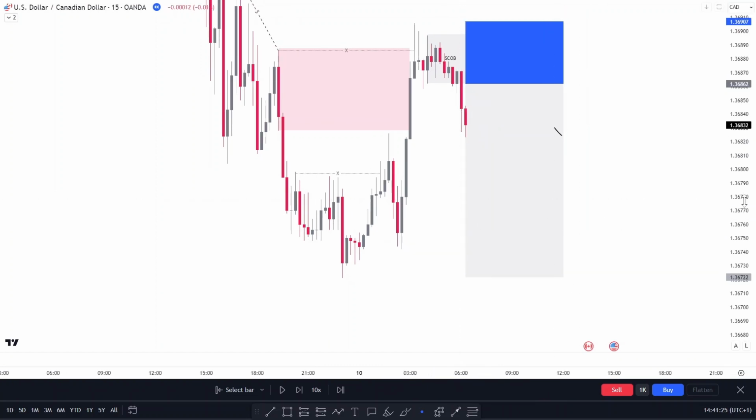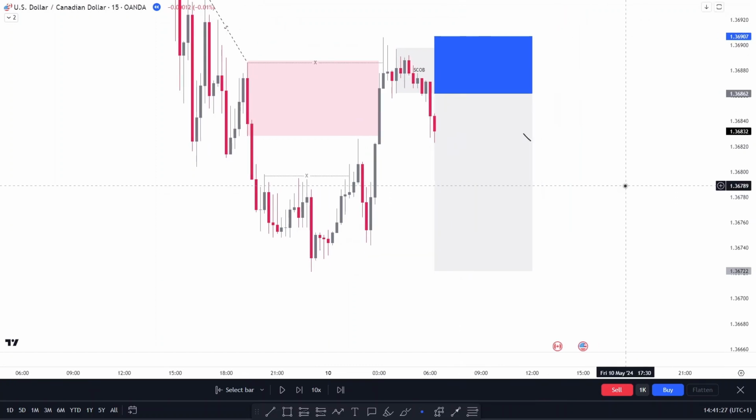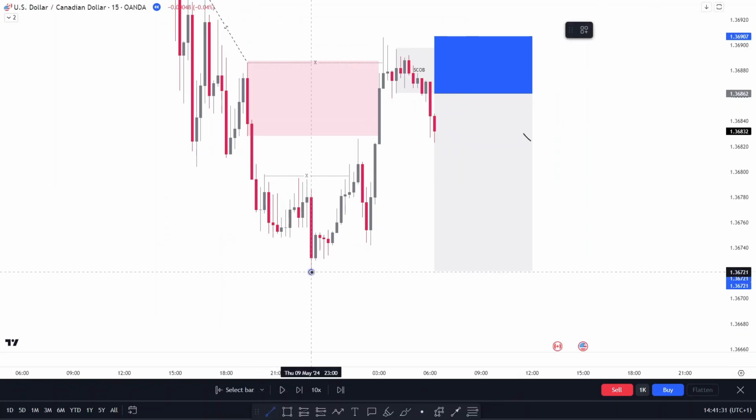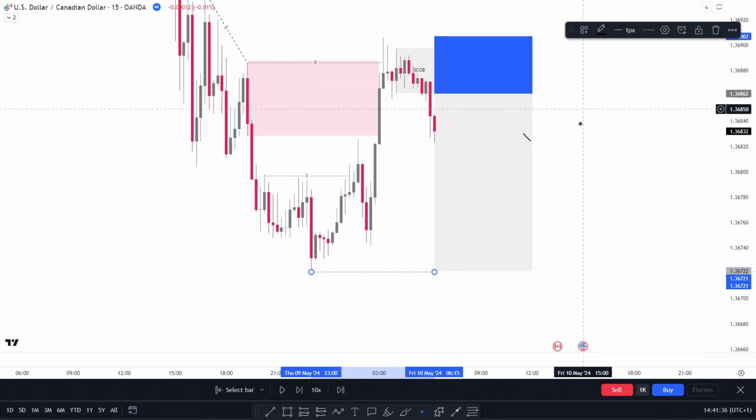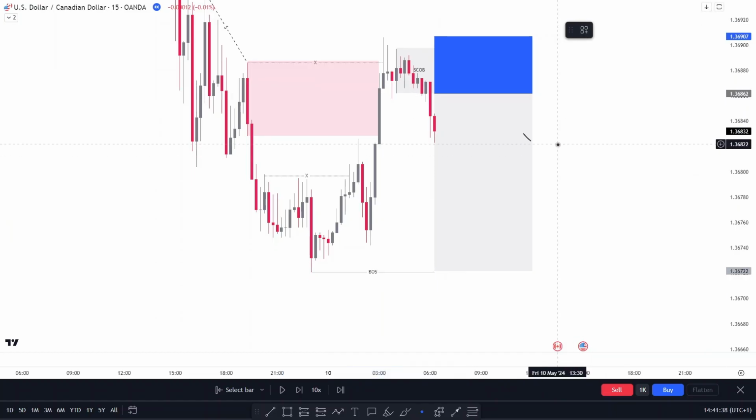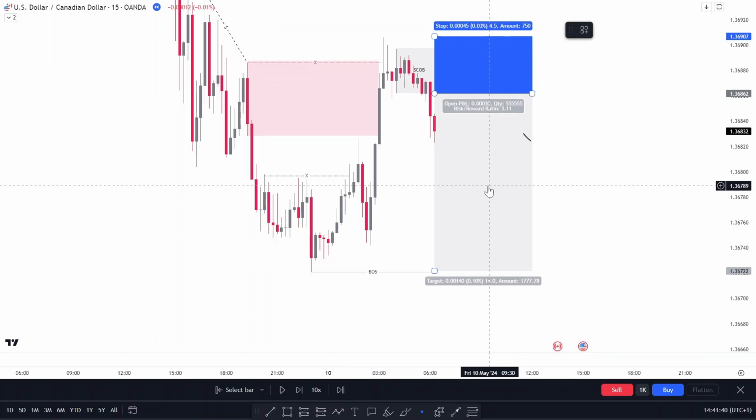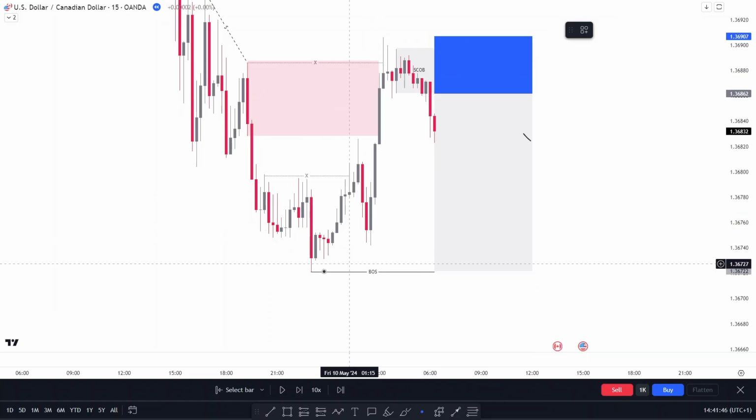There is another thing that you have to understand, which is how to place your target. Most SMC traders place their take profit at the next break of structure, but you have to know that the market doesn't absolutely care about your next break of structure. What the market cares about is liquidity. The market is looking for liquidity. So for example, after you take a sell here, you have to look for sell side liquidity, which is down here.